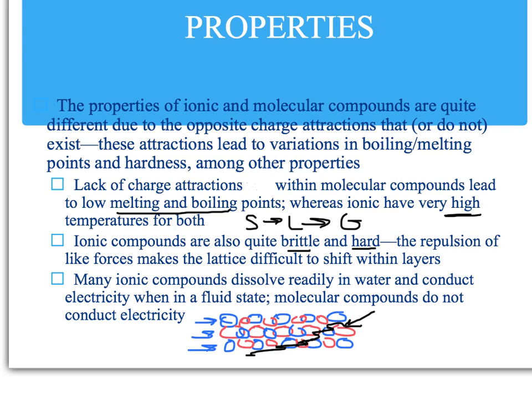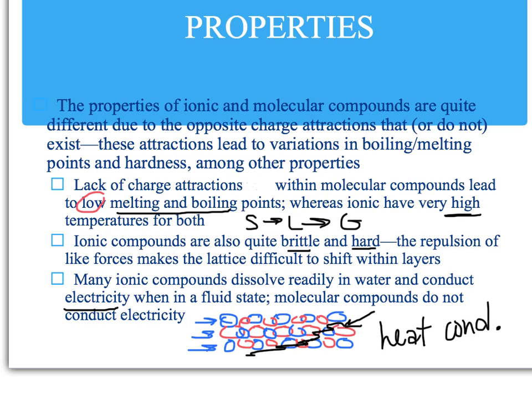Other common properties are electrical conductivity. Because ionic compounds are made up of charges, they therefore conduct electricity, which is also a charged form of energy. And they generally have pretty high heat conductivity. I guess high is a relative term. They have higher heat conductivity than molecular compounds do. I'll say that.